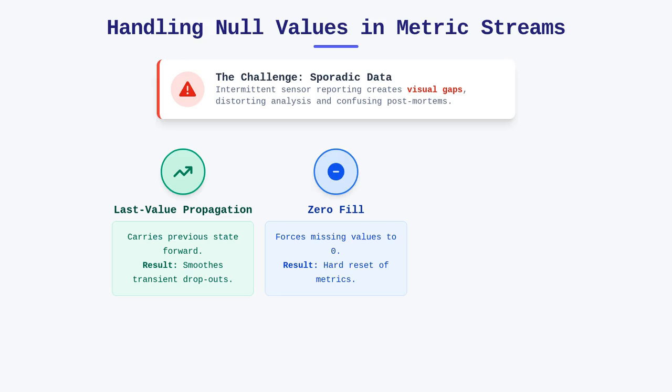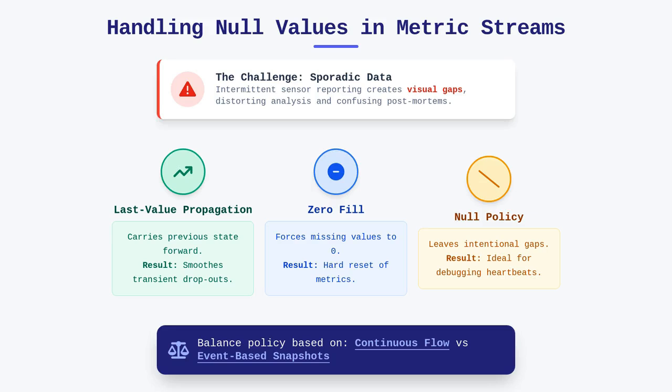When you select the last value policy, the system carries the previous metric state forward until a new data packet arrives, effectively smoothing out transient dropouts. Conversely, choosing a null policy makes it clear that no data was received during that time frame, which is often preferable for debugging hardware heartbeat issues. Balancing these policies requires a clear understanding of whether your data represents a continuous flow or event-based snapshots.